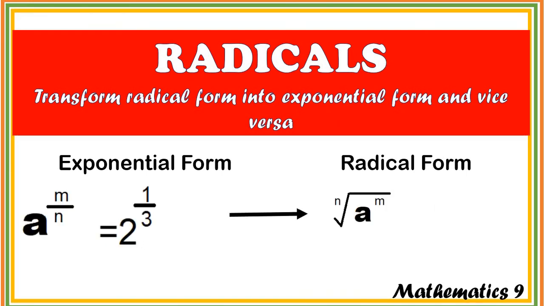For example, we have 2 raised to 1 over 3. Our base is 2, our m is 1, and our n is 3. So, kung mapapansin nyo. Then, we will transform it into radical form which is nth root of a raised to m. Our a, o yung base natin, is 2, our m is 1 and our n is 3. So, this is cube root of 2. We can simply write it like this. Hindi mo na ilalagay yung exponent mo na 1. Okay? So, again, final answer is cube root of 2.